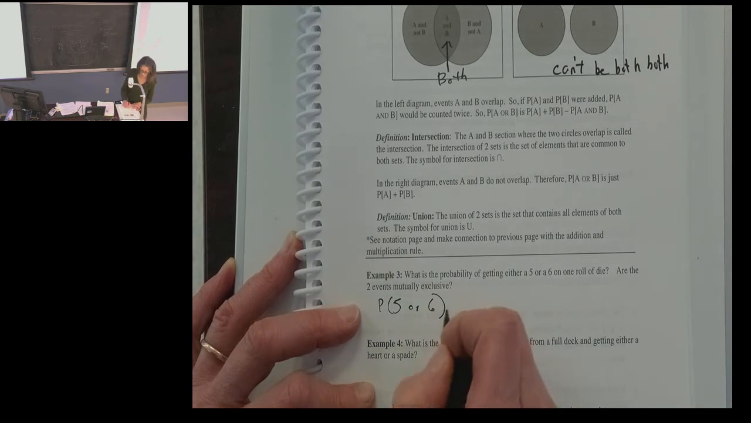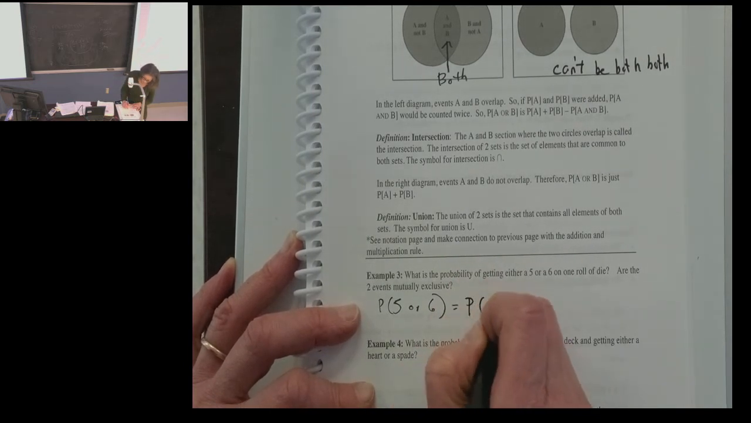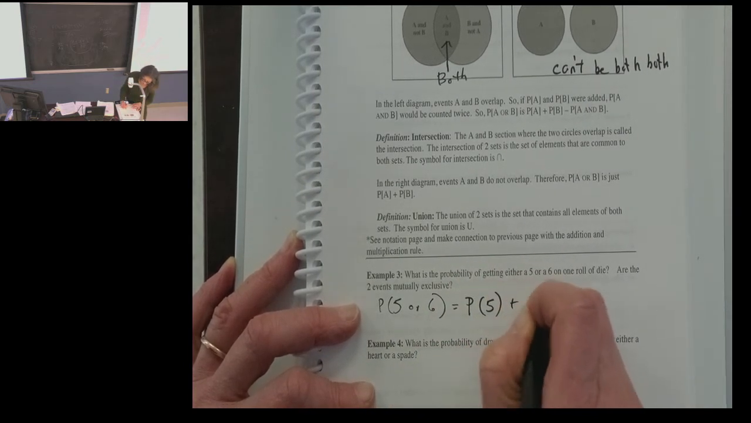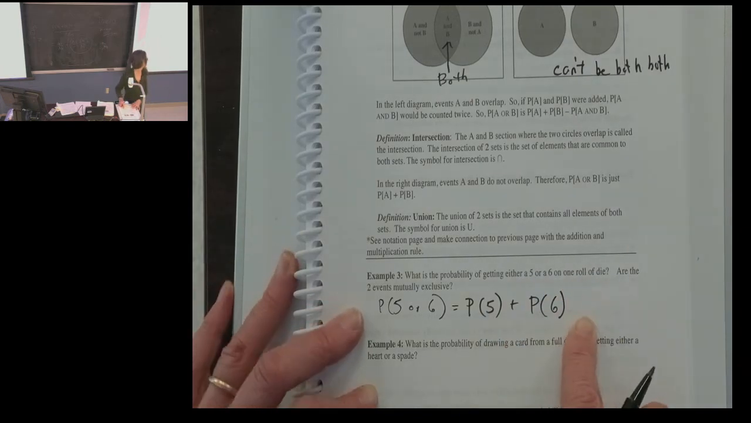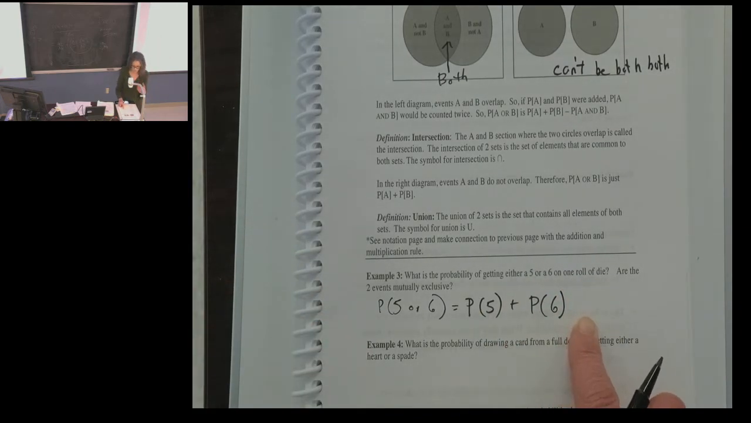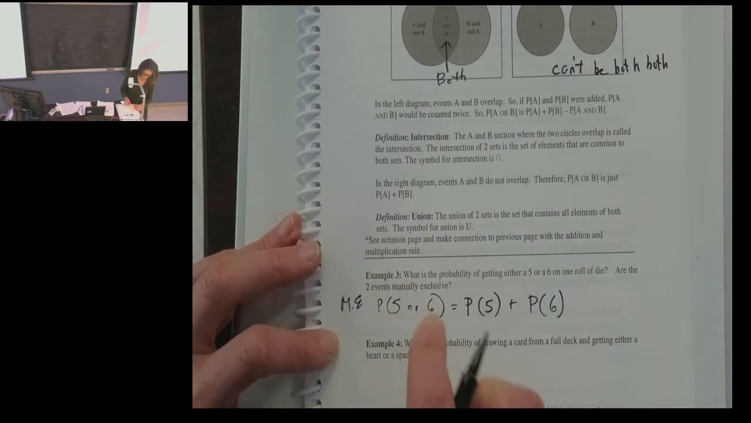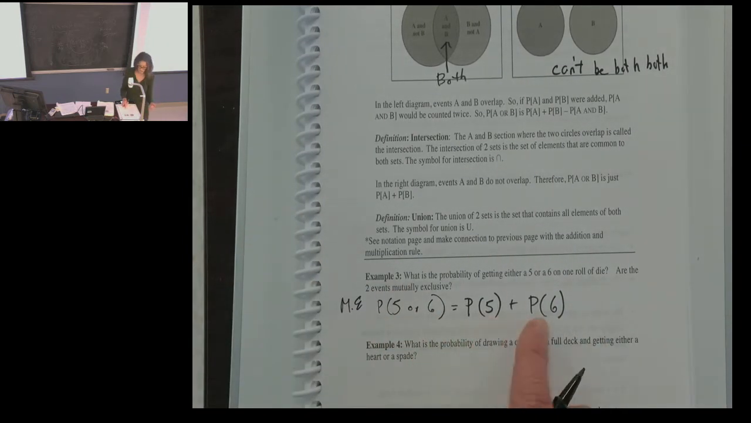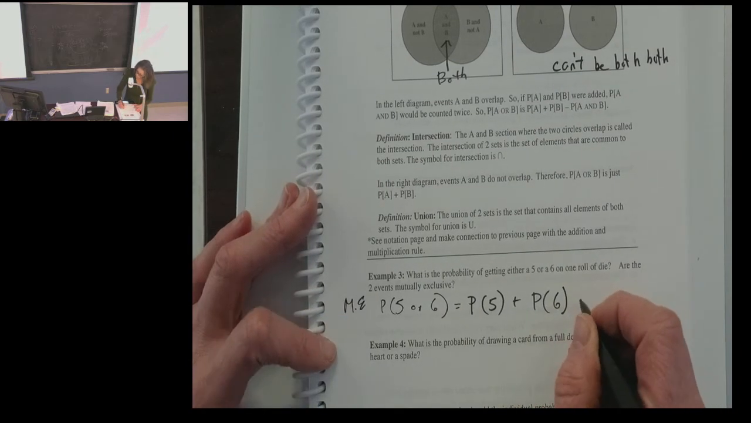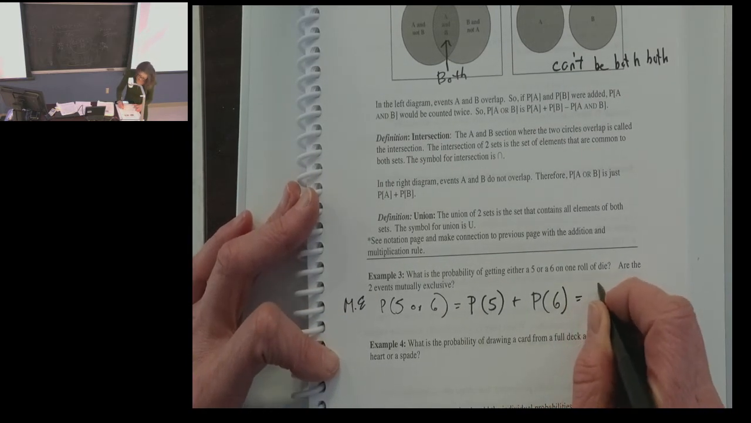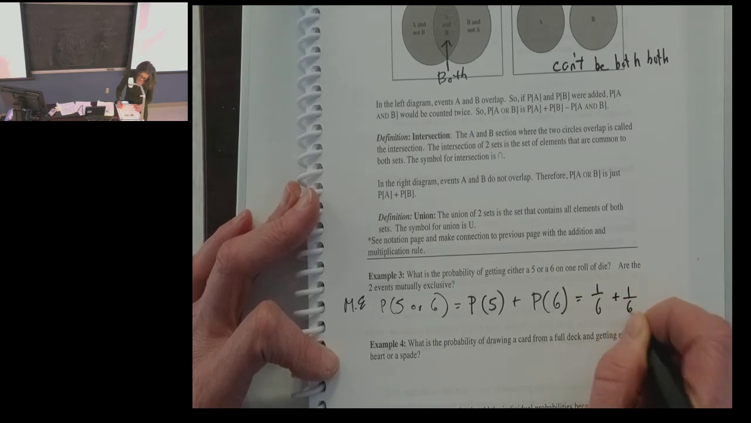So let's think of the rule. It's the probability of 5 plus the probability of 6 minus the probability of both. But they're mutually exclusive. It's one roll. So these are mutually exclusive. If you rolled a 5, it couldn't have been a 6. So this is just going to be 1/6 plus 1/6.